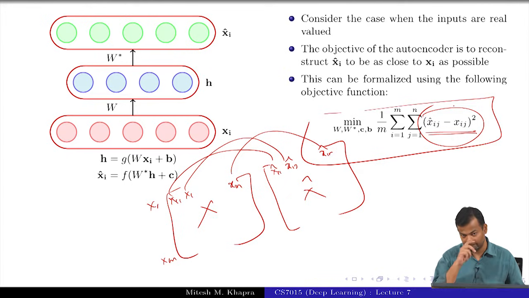It's straightforward, similar to what we have seen while doing regression, except that there we had y hat and y, but here we are just trying to reconstruct the input.